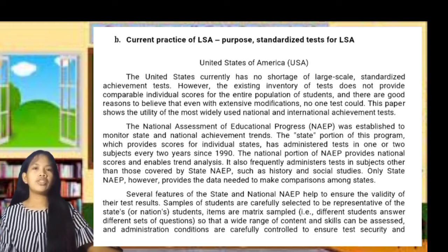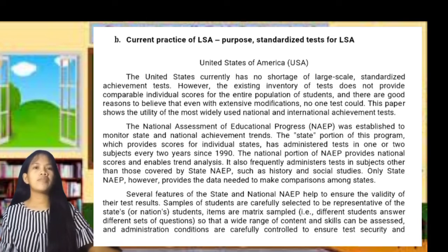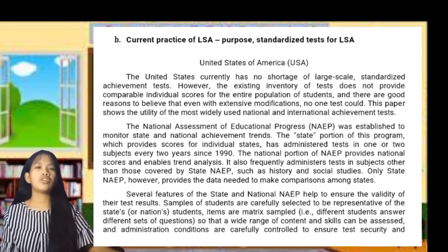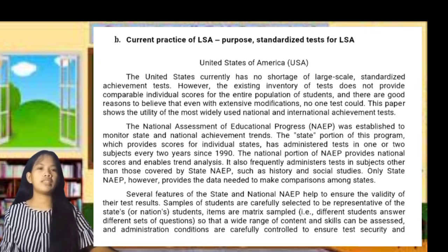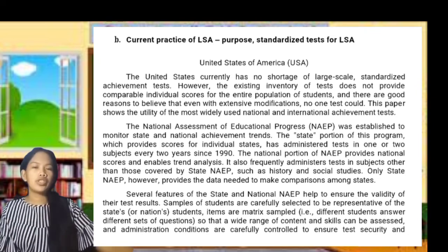The United States currently has no shortage of large-scale standardized achievement tests. However, the existing inventory of tests does not provide comparable individual scores for an entire population of students, and there are good reasons to believe that even with extensive modification, no one test could. This paper shows the utility of the most widely used national and international achievement tests. So, I cannot read them one by one or cover them all.